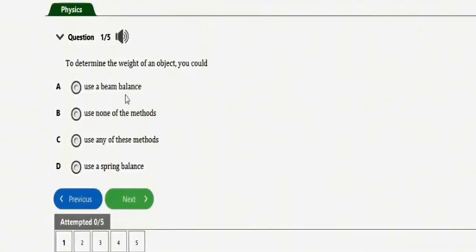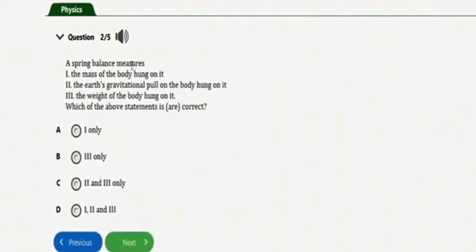use a beam balance, use none of these methods, use any of these methods, use a spring balance. So the correct option to this question is what? Option D. To determine the weight of an object, you use a spring balance. So let's go to the next question.